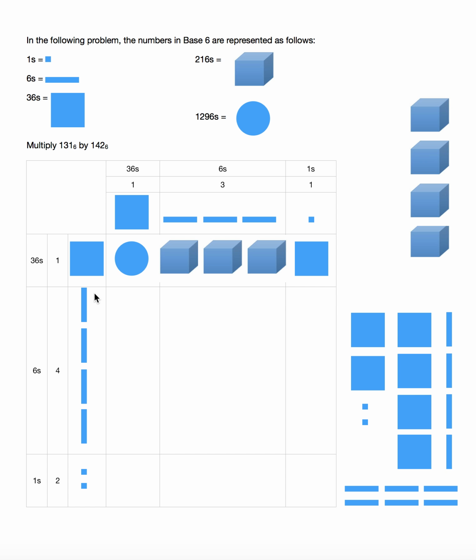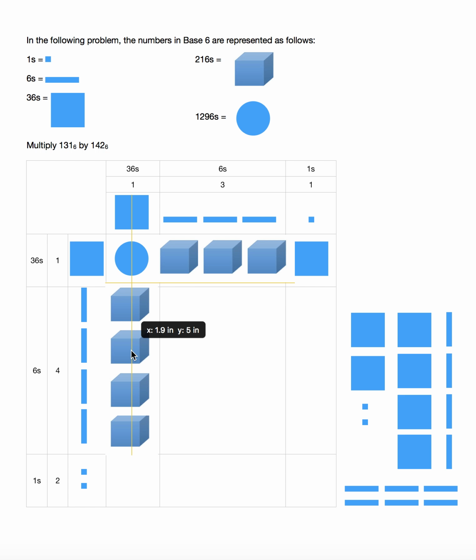All right, if we go down to the next row, we have a 4 in the 6's row. So we have 4 rods, and we need to multiply that first by this flat. A flat times a rod is going to be the next place value up, which is a unit cube. So the cubes represent 216. In this place right here, we're going to get 4 times 1 flat, which is going to be 4 of the 216s.